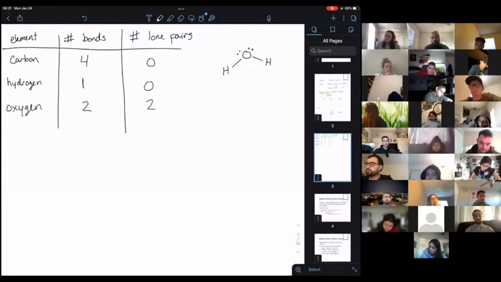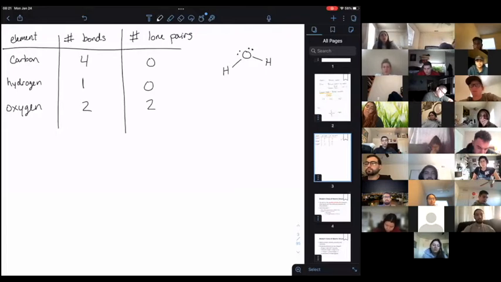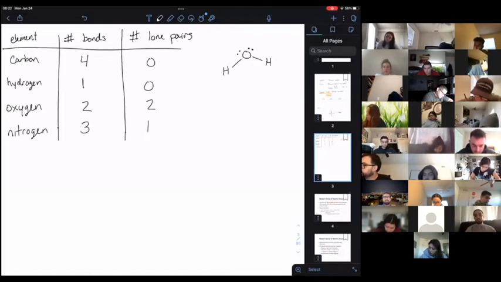and 2 lone pairs. All right, so if you're drawing a molecule in organic chemistry, you want to make sure that that oxygen has 2 bonds associated with it and 2 lone pairs on it. Okay, and then the last one is nitrogen, which likes to have 3 bonds and 1 lone pair.